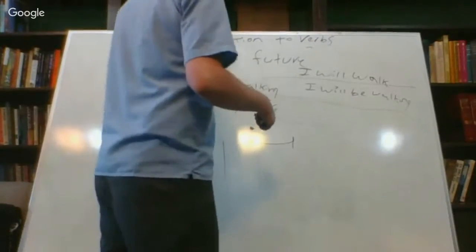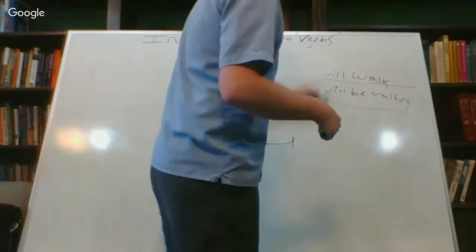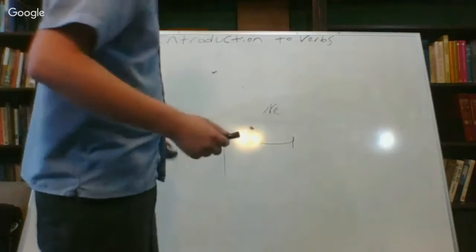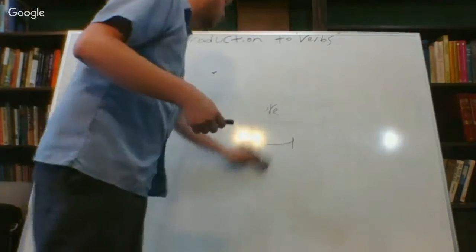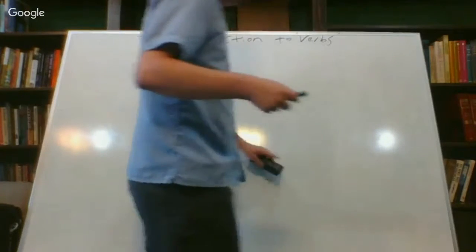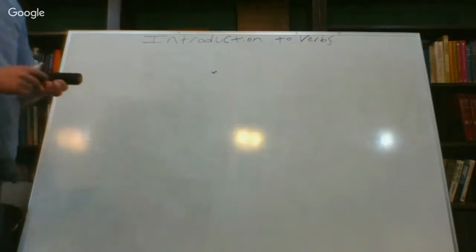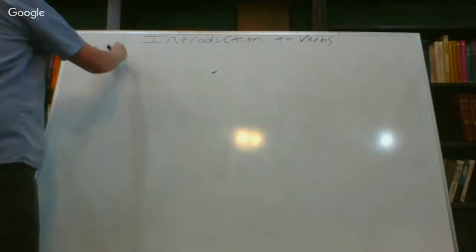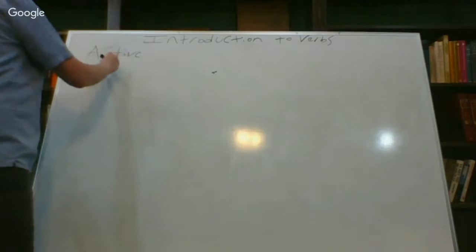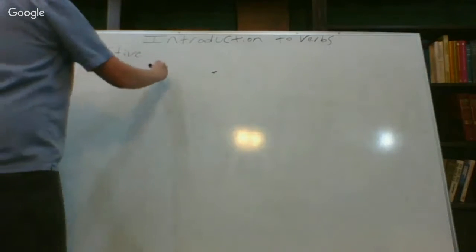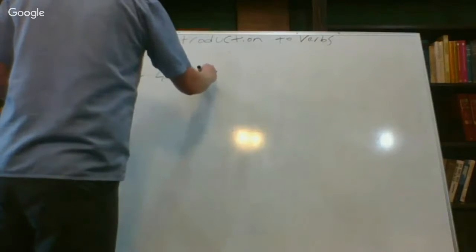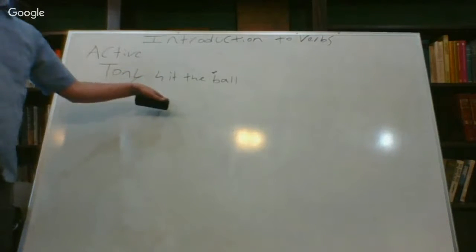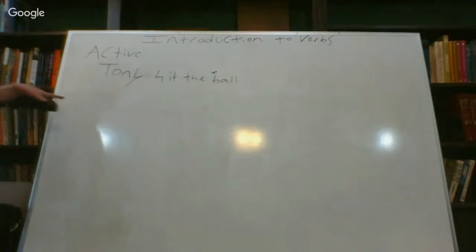Well, actually, before I get to aspect, I want to talk about voice. We have an active and a passive voice in English. We mostly just talk in the active voice, whereas Greek has a third voice, which is called the middle voice. So the important thing about voice is that in the active voice, Tony hit the ball. So Tony is the one doing the verb. Tony hit the ball.